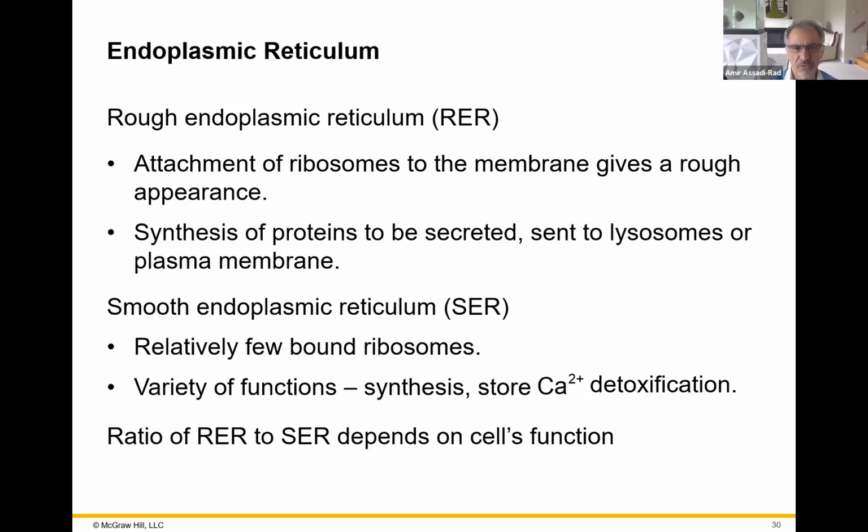They do not have much ribosome. They have a variety of functions: synthesis, storing calcium, detoxification. Your textbook and this PowerPoint do not say lipid synthesis, so make sure you write that down in your notes. Lipid, fat synthesis, it makes fat. That happens in smooth endoplasmic reticulum. The ratio of rough ER to smooth ER depends on the cell's functions.